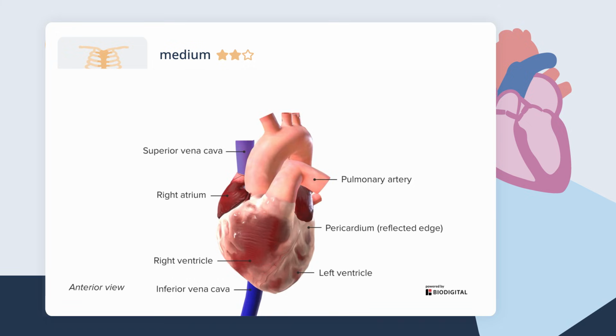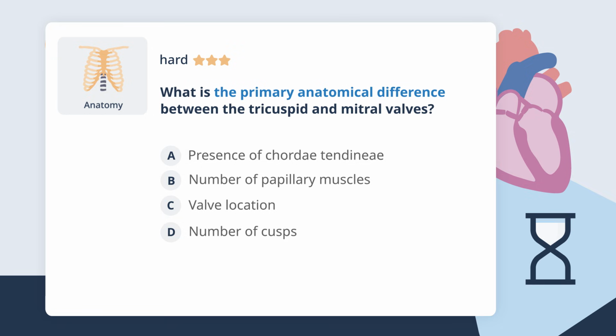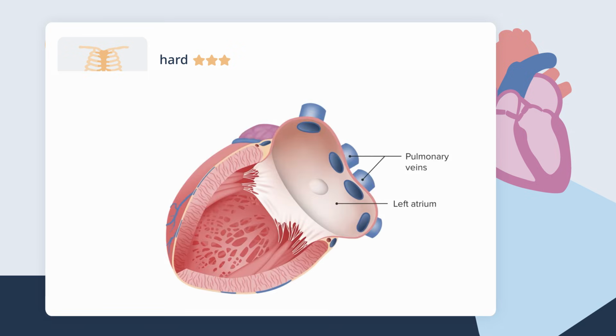What is the primary anatomical difference between the tricuspid and mitral valves? And here we have a mitral valve. It looks similar to the tricuspid valve, except instead of 3 cusps, we have 2. We still have chorda tendineae, and we still have papillary muscles, but we only have 2, the anterior and posterior sides.